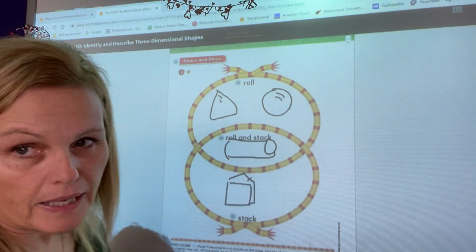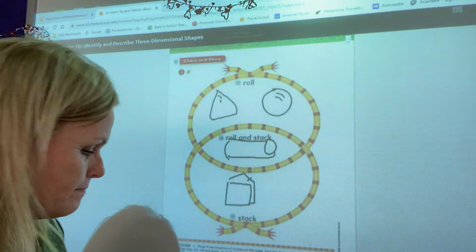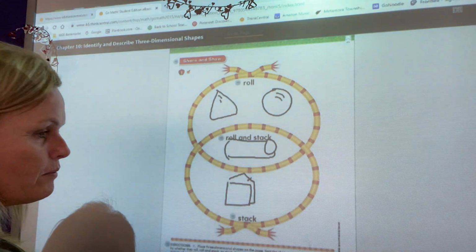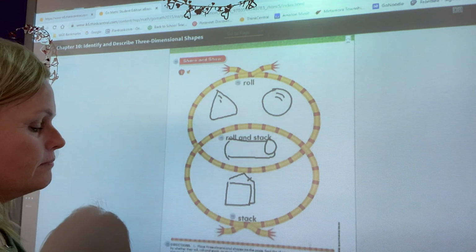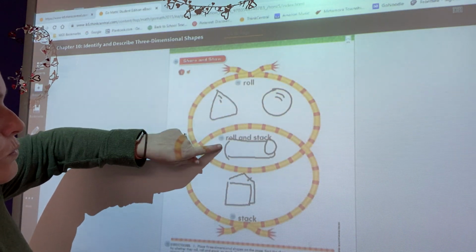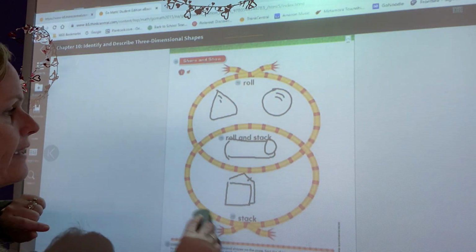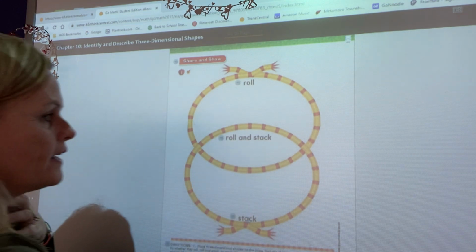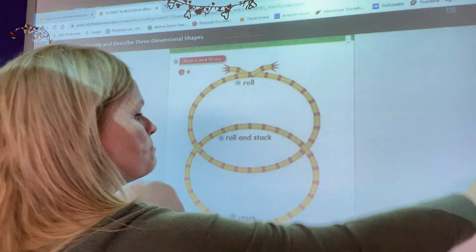Oh, I'm not an artist. I'm so sorry. Okay, especially not when I'm having technical difficulties. So, all right, so roll and stack and stack. Okay, we're getting there.